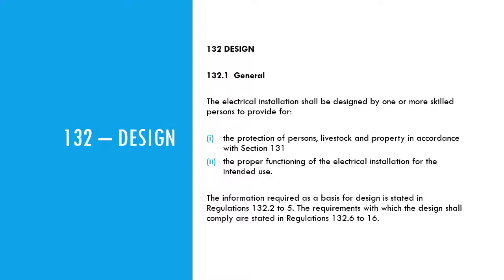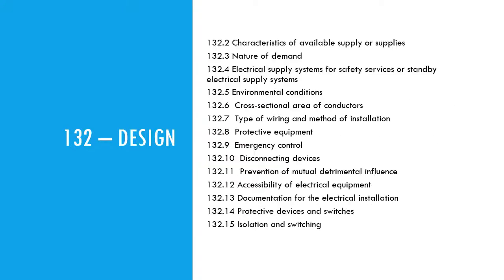Once we get into the design side of things, an electrical installation needs to be designed by one or more skilled persons to provide for the protection of persons, livestock and property in accordance with section 131, which we've just covered. And we need to ensure the proper functioning of the electrical installation for its intended use. 132 then goes on to cover things that we need to take into account while designing our system, such as characteristics of available supply, nature of demand, electrical supply systems for safety services.